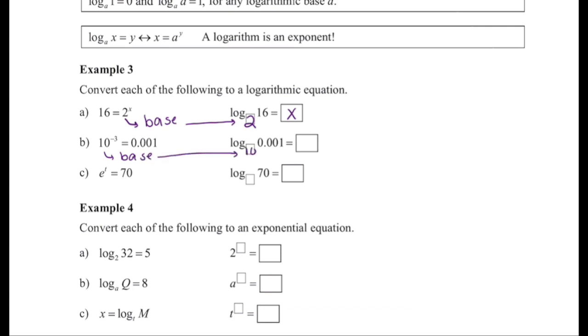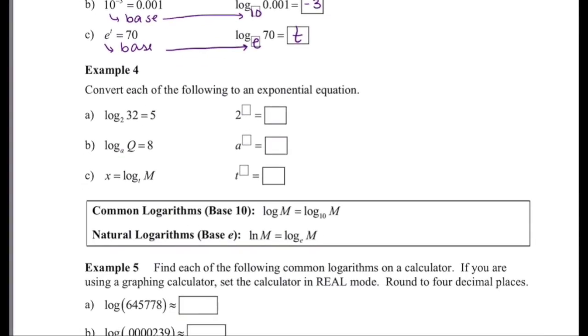So log base 10 of 1/1000th is -3. Our base, again, is e. e to the t is equal to 70. So log base e of 70 is t. We can go backwards. We can convert to an exponential equation.